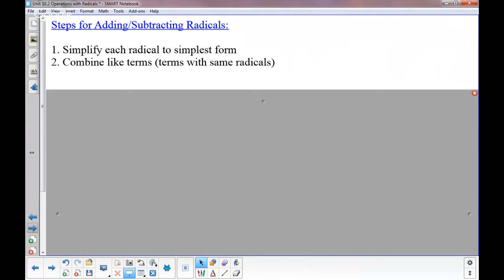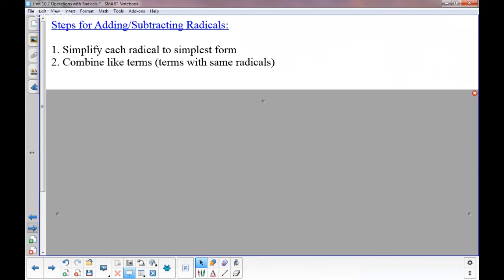Steps for adding and subtracting. One is to simplify each radical to its simplest form. It is always a good idea to simplify each term first before you go ahead and add and subtract, because a lot of times you can't do it otherwise. And then the second is you combine like terms. Basically, you want to make sure when you're adding and subtracting things, they have the same radical. If they don't have the same radical, you can't add and subtract them. They have to have the same.